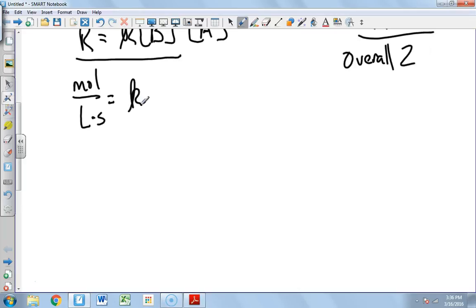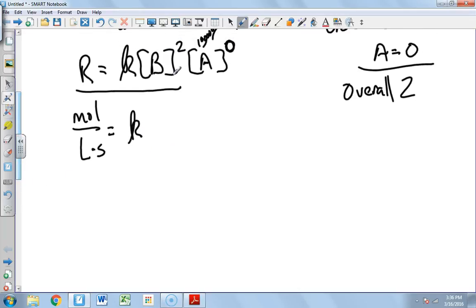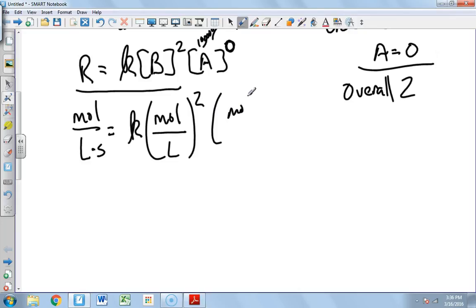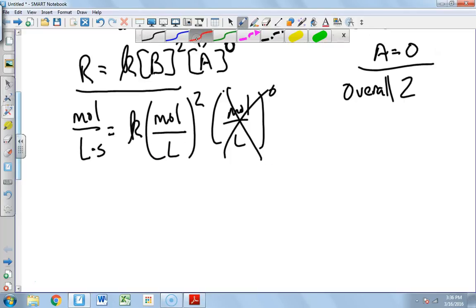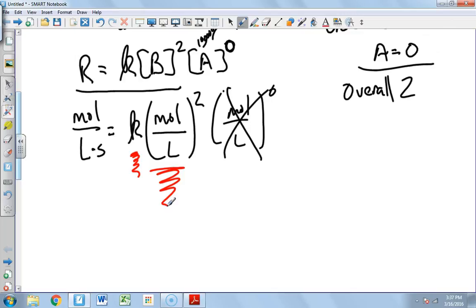That equals K, whatever that rate constant is, times the concentration of B, which is in moles per liter, but then we're going to square that whole thing. And then if we wanted to, we could add moles per liter to the 0, but we don't have to because anything to the 0 power is 1, like we said in the last part. So what we're trying to do is get some unit for K to cancel out so that what's here equals what is here.